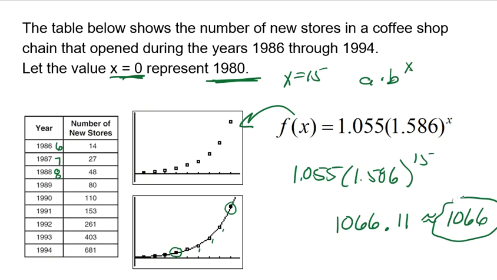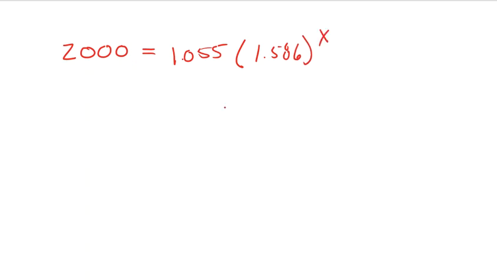So we could use it that way. And again, like I said, we could also use it backwards. So for example, I could say, when do you think there will be 2,000 new coffee shops? So we would take 2,000, set it equal to 1.055 times 1.586 raised to the X, and we could solve for X.